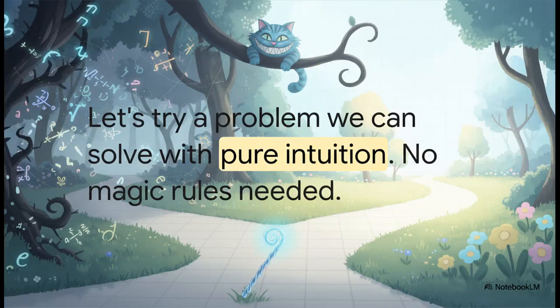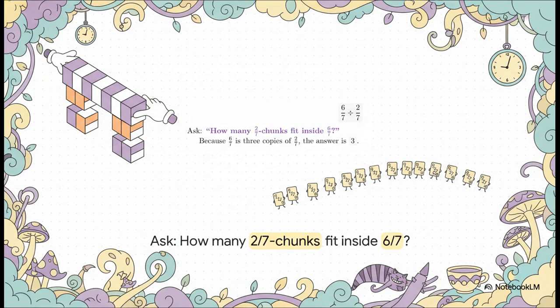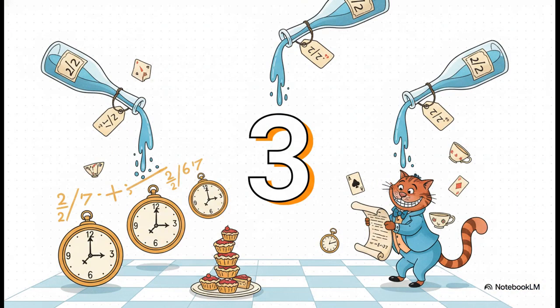So before we tackle the big one, let's put this missing factor idea to the test. Let's try it on a problem that we can solve with just plain old intuition. No flipping, no magic tricks, just logic. So have a look at this problem. 6/7 divided by 2/7. Now, because the denominators are the same, they're both sevenths, we can think about this really simply. It's like asking, if you have a bar that is 6/7 long, how many little 2/7 chunks can you fit inside it? Yeah, it's just 3.